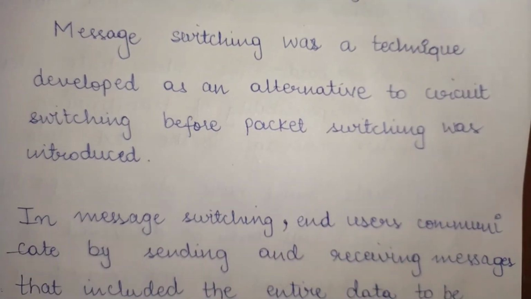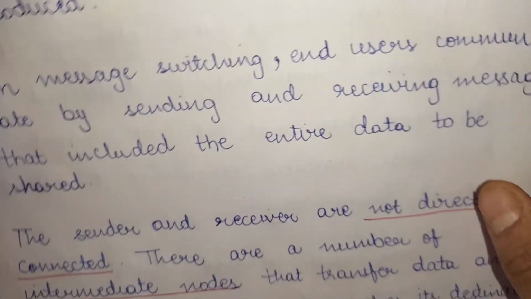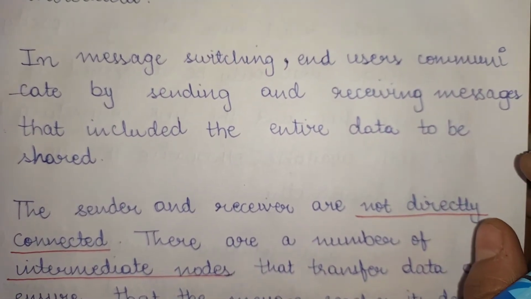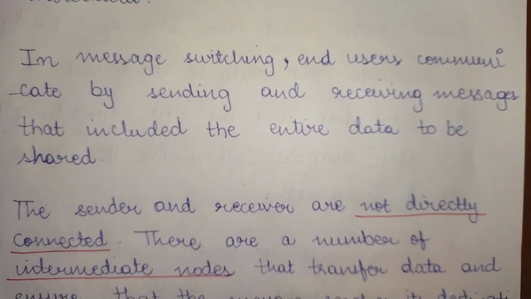Okay, so in message switching, the end users communicate by sending and receiving messages which include the entire data to be shared, right? First of all, there is no dedicated path over here. The communication channel or link is shared among several senders and receivers. So the communication channels are shared among various sending nodes and receiving nodes. There is no dedicated channel or path between the sender and the receiver.